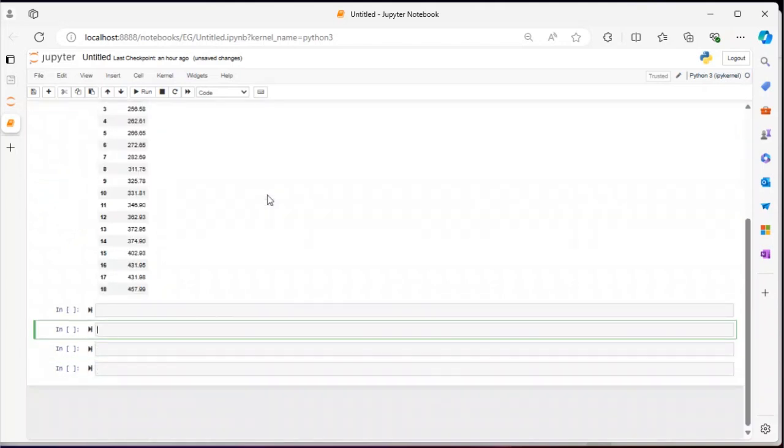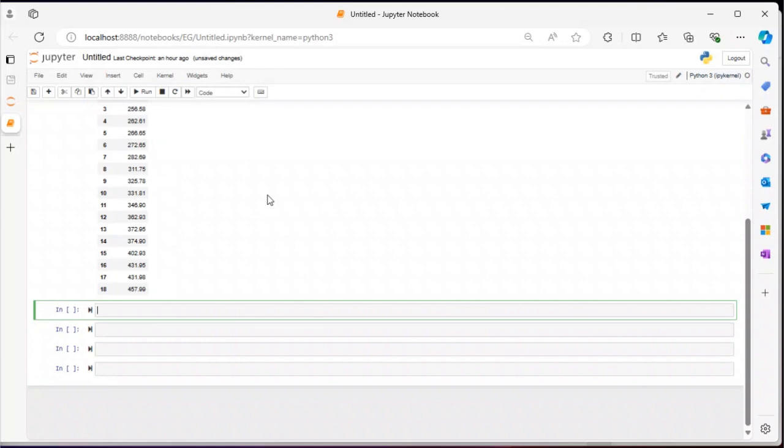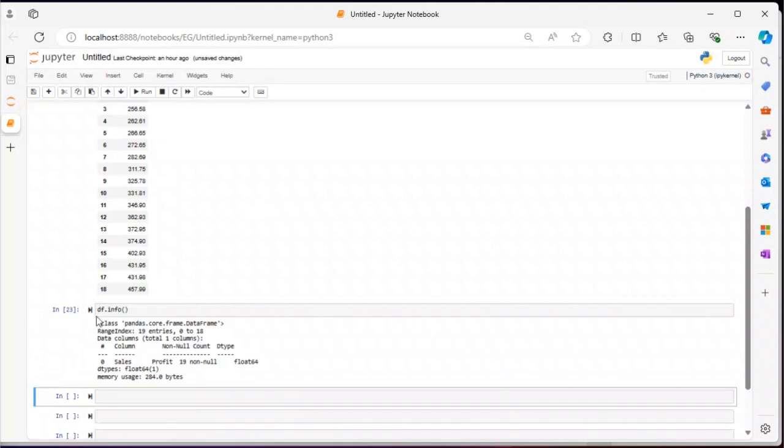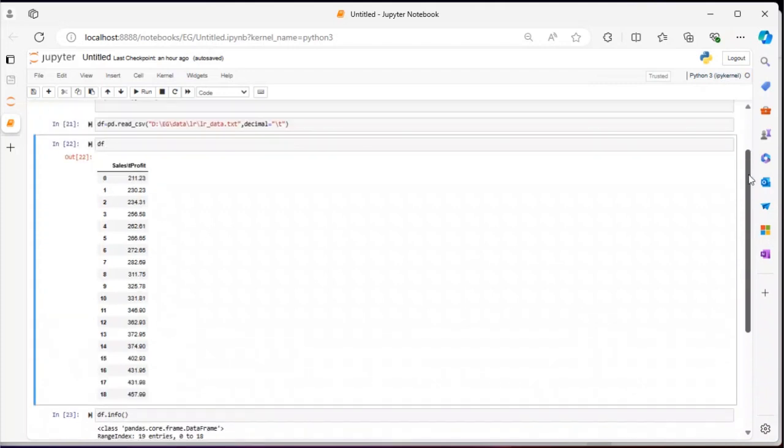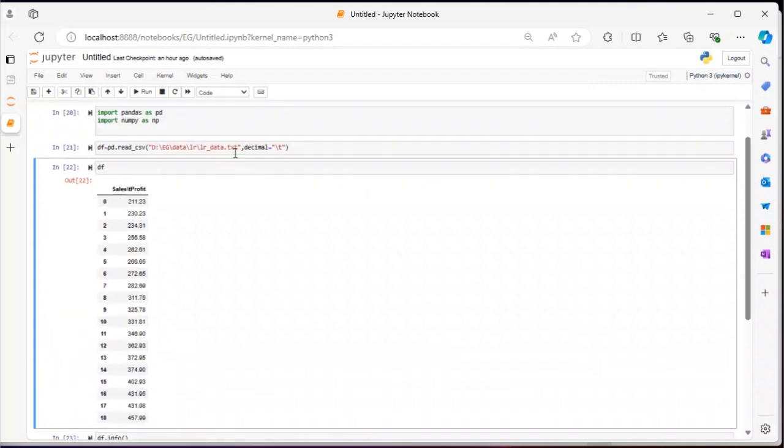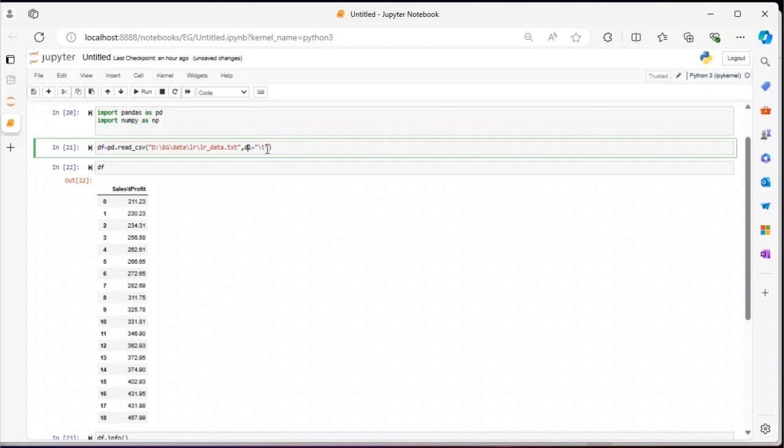So how many values do we have? Only 18 values, I think 18 plus, that is 19 values. Let us take that information: df.info. We have a total of 19 non-null values. The data type is float for both of them. There is a separator, still it is not showing. It is not accepted, right? So it is not a decimal, it is a delimiter. Let's do that.